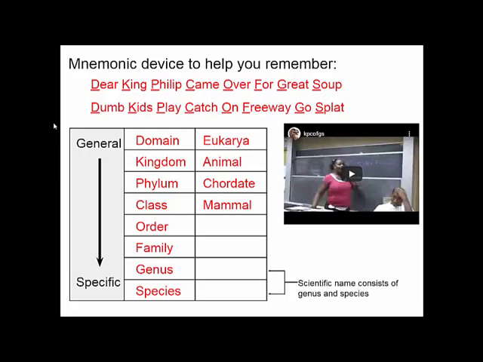Order? Primates. If you go to the zoo and you go to the primate house, what do you see there? Monkeys and apes. And family. You won't know these. Family is Hominidae. We are the only members of that family right now on Earth. Genus, Homo. Species, sapiens. That gives us our scientific name, Homo sapiens, which comes from the genus and then the species. It's just one of the taxonomic groups.